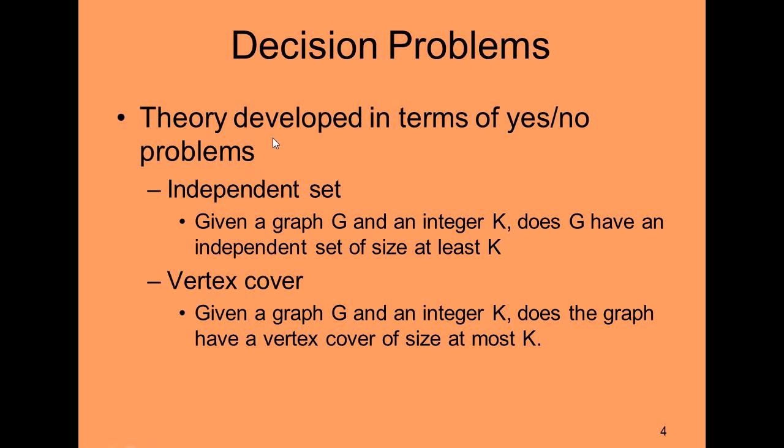Then decision problems. The theory is developed in terms of yes or no problems. Common examples of decision problems are independent set. The question is: given a graph G and an integer k, does G have an independent set of size at least k? Another common problem is the vertex cover problem. Given a graph G and an integer k, does the graph have a vertex cover of size at most k?